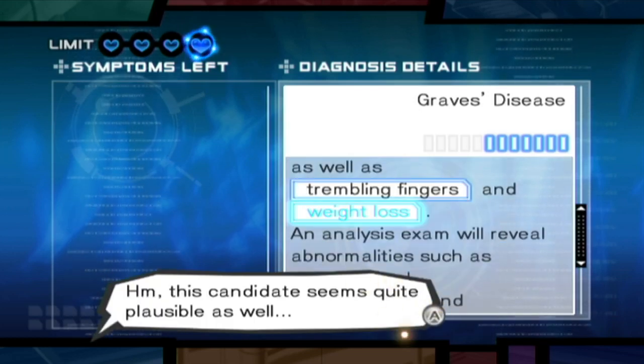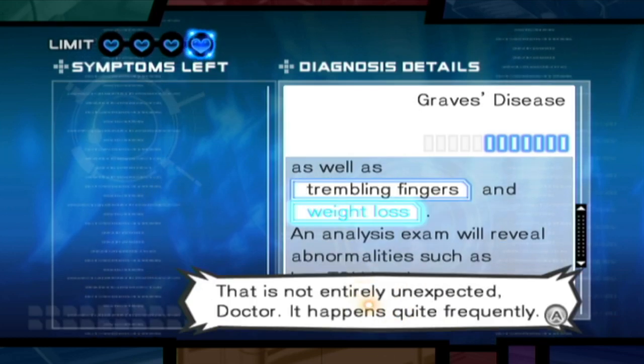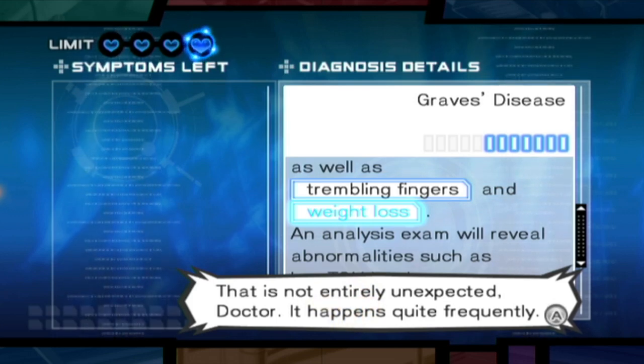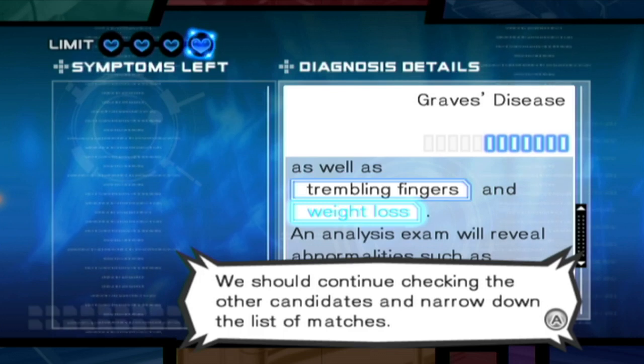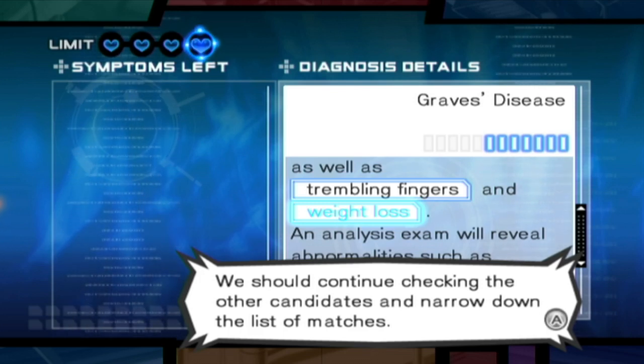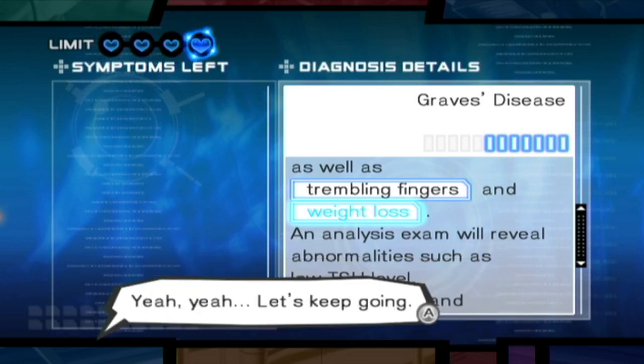This candidate seems quite plausible as well. That is not entirely unexpected, Doctor. It happens quite frequently. We should continue checking the other candidates and narrow down the list of matches. Yeah. Let's keep going.